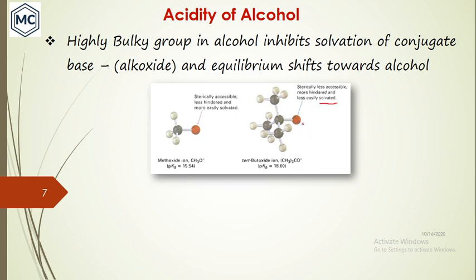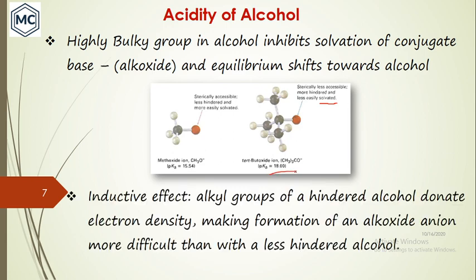So it cannot solvate the tertiary alkoxide very easily, and its stabilization is less. That means it will have less acidity, as you can see here. The second factor that determines this acidity is the inductive effect. So consider the alkyl groups of a hindered alcohol. Here you have three alkyl groups. All three alkyl groups are plus I groups.